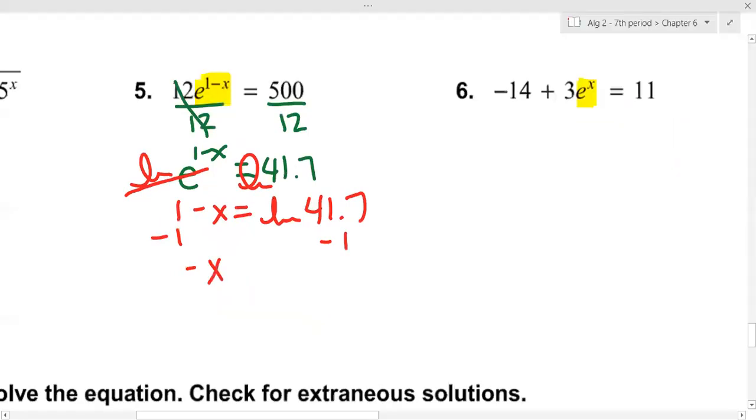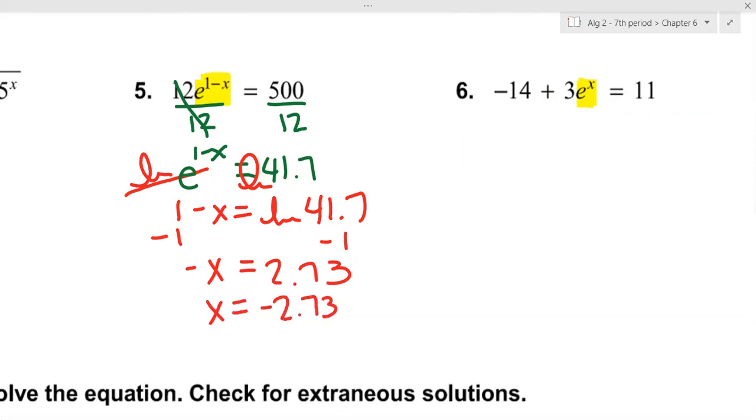So I'd be left with negative x equals, I'm going to do this part in my calculator, natural log of 41.7. If you're opening parentheses, make sure you close them before finishing. And then this would be about 2.73. But notice it's a negative x, so I'm going to just divide by negative 1. And that's what we're looking at there.